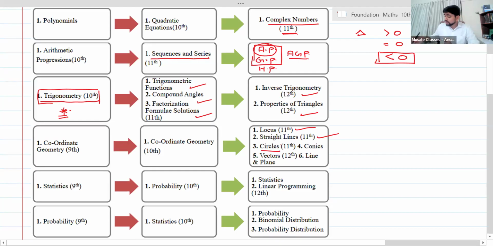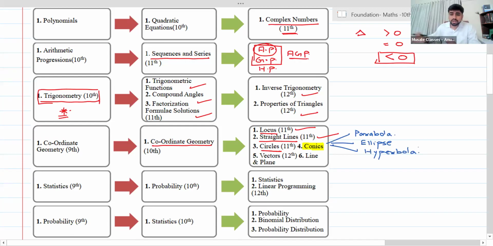Now, if you understand your 10th standard coordinate geometry properly, you will be able to study locus very properly. If you understand locus properly, you'll understand straight lines. If you understand straight lines, then you'll understand circles. And if you understand circles, then you can understand this very important chapter, which is called conics. Because in conics, there are three topics, children. One is parabola, the other is ellipse, and the third one is hyperbola.